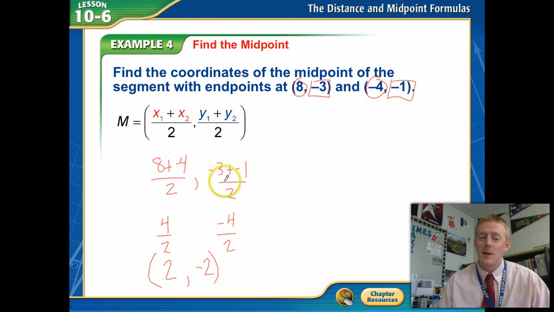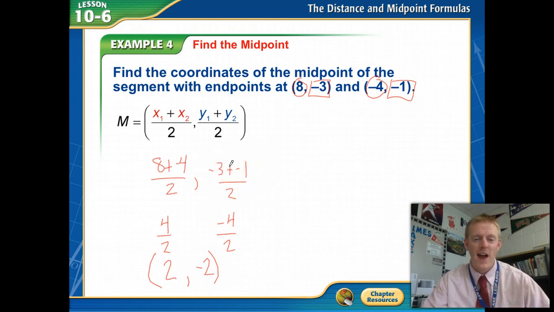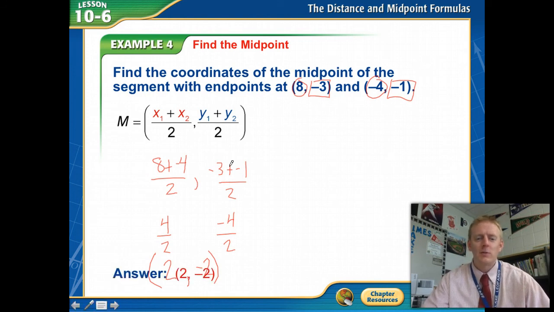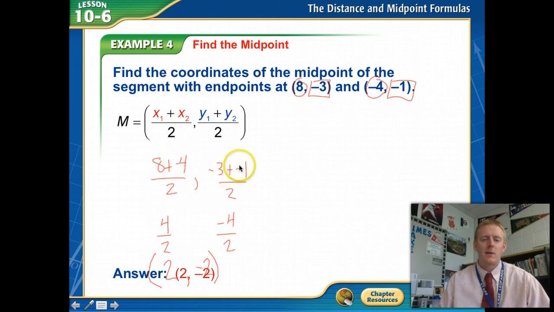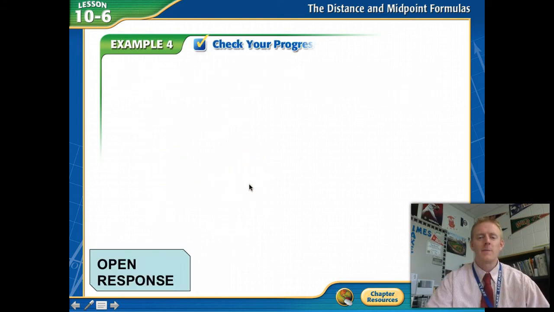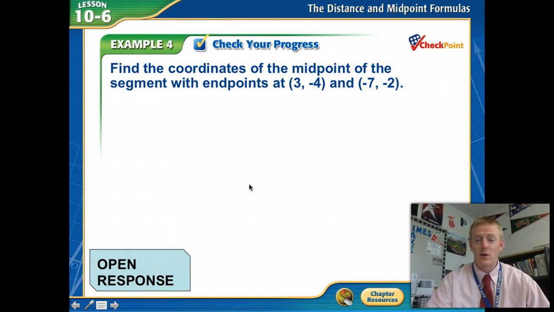I apologize. Sometimes I read the problem by saying the answer because my brain is going that fast. All right, here we are. The point is 2, negative 2, because we just figured out our x's by doing this math, and our y's over there. Here's your last chance to show me that you know how to do this stuff. Use that same process that we just did.